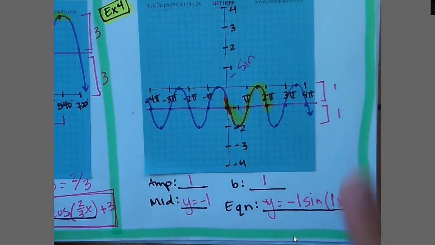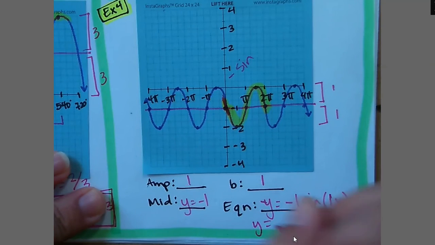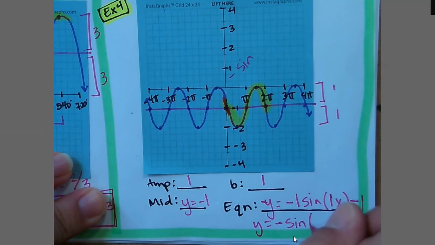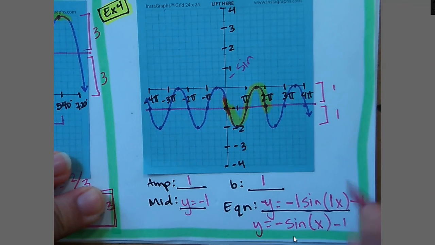But this one can be written a little bit differently. We can write it as y equals negative sine, since 1 times anything is itself, so negative sine of x, and then -1 on the end.